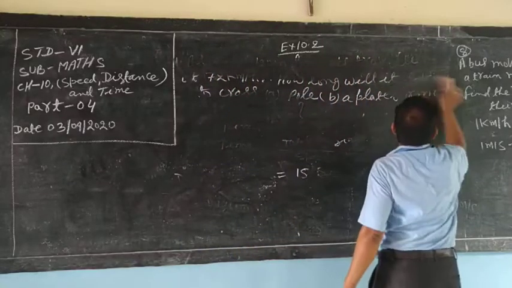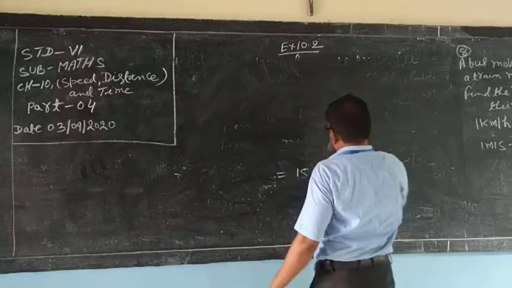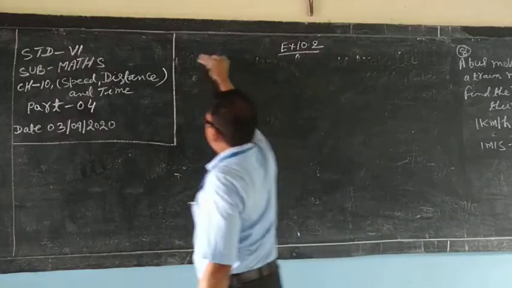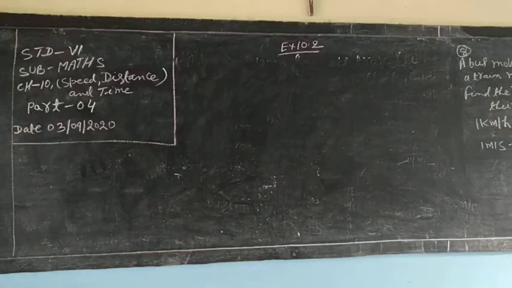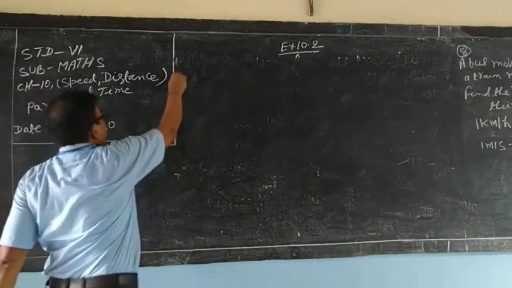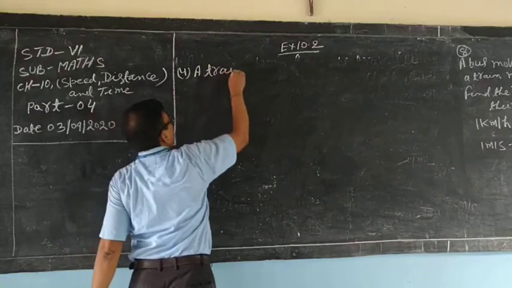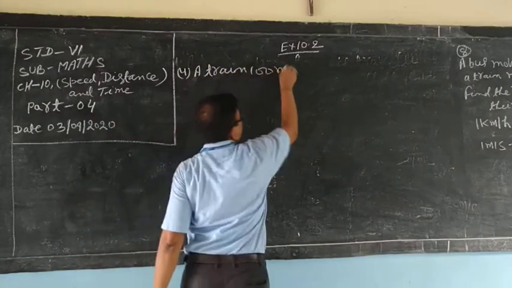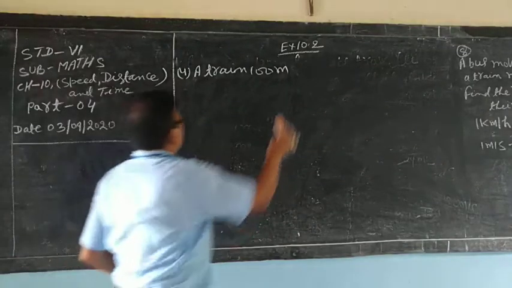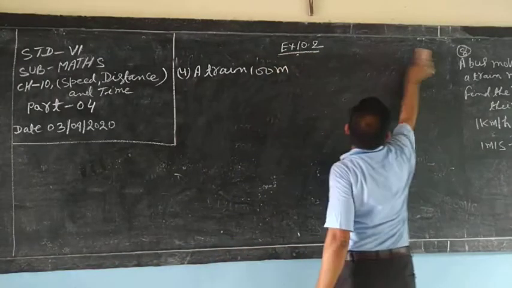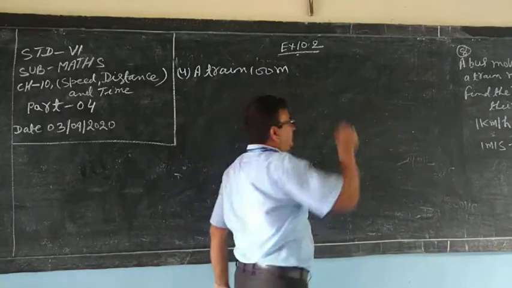Now the next question, question number 4. See this. A train 100 meter in length.